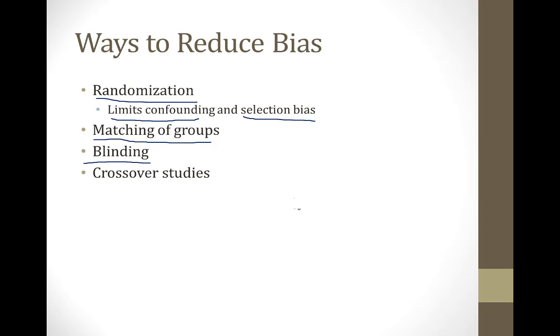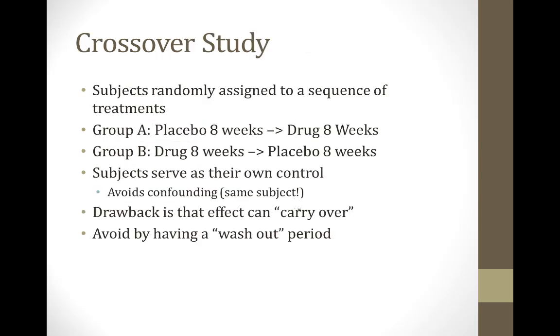And then one special way to reduce bias is to do something called a crossover study. A crossover study is when subjects are randomly assigned to a sequence of treatments. For example, Group A might get a placebo for 8 weeks followed by the drug for 8 weeks, and Group B might get the drug first and then the placebo. And when you do this, the subjects can serve as their own control, and this can avoid confounding because you're using the same subject to compare to itself.